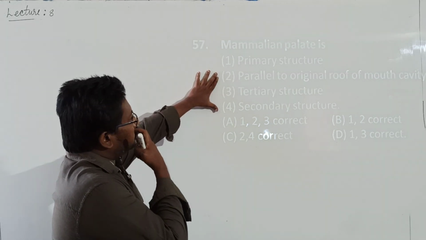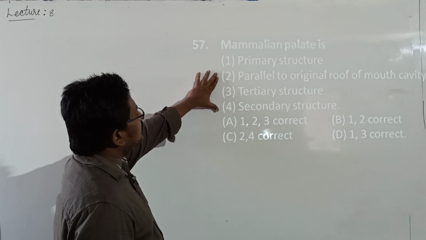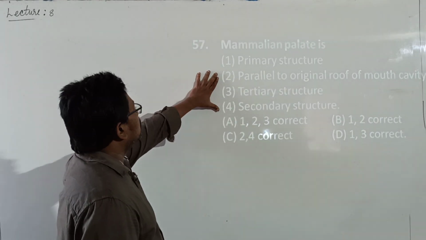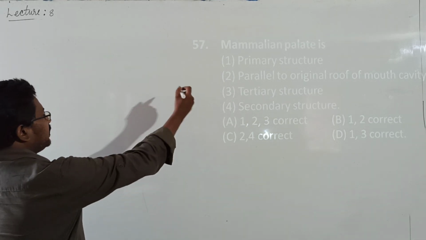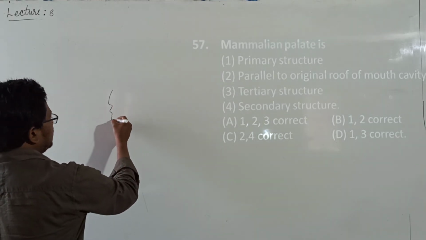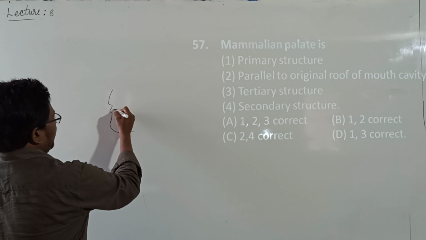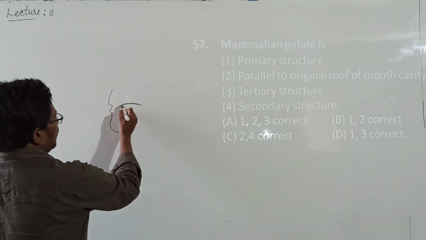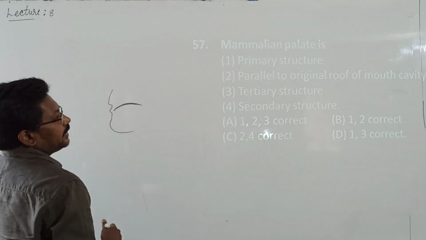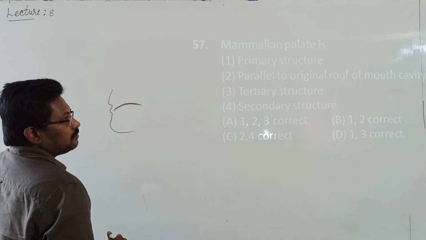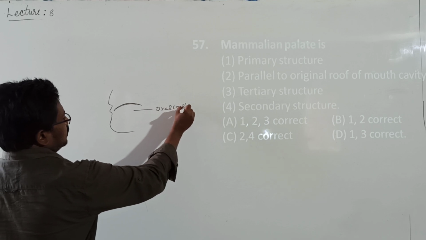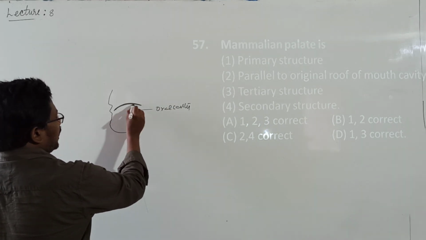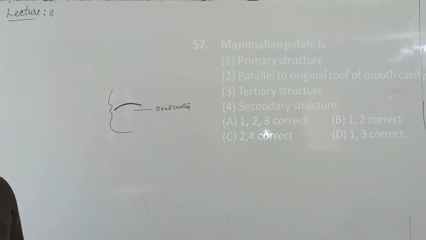What do you say in the structure? It is parallel to the original roof of the mouth cavity. Of course, when we have seen this, here is the palate present, and it is parallel to the original roof of the mouth cavity, that is the oral cavity. So you can see the roof of this oral cavity is the palate.